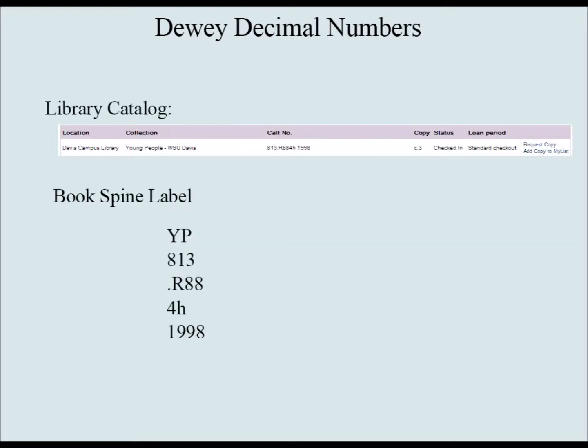Here is an example of the Dewey Decimal call number for Harry Potter and the Sorcerer's Stone. Let's go over each part of this call number in detail. Similar to reference, YP lets us know that this book is in the young people's collection. This also lets us know that this book will be found on the lower level north end.